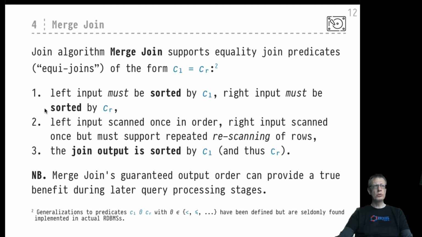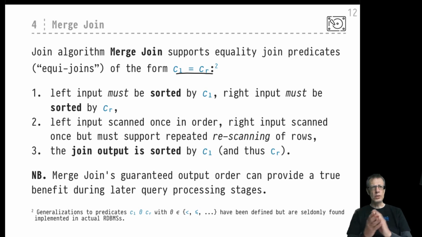So there are some restrictions on the sort order of the inputs, but there will be a guarantee on the sort order of the join output. It will be ordered on the CL column and thus also on the CR column, because both are required to be the same regarding the join condition. So, sorted inputs, sorted outputs. And this makes merge join a very good candidate in larger query plans that really require particular row orders.